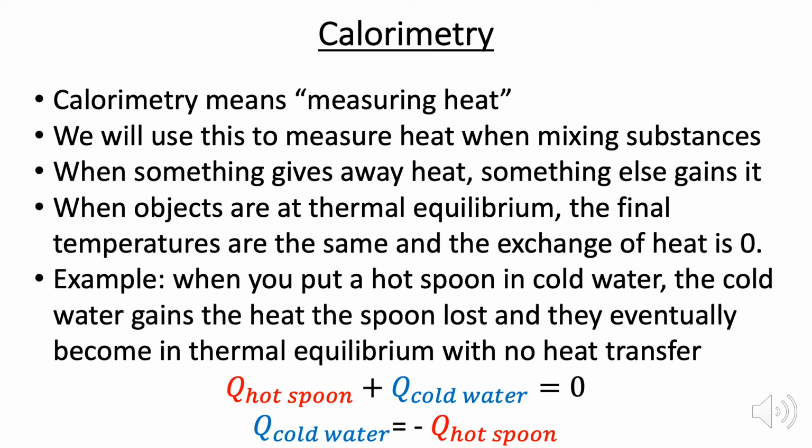So for calorimetry, all you have to do is add up the different heats and they'll equal 0 for when they're in thermal equilibrium. So the heat of the hot spoon plus the heat of the cold water has to add up to 0 when they're in thermal equilibrium. Another way to look at this is that the heat of the cold water is equal to the heat loss of the hot spoon, which is why when I moved the hot spoon to the other side, it became negative. And remember, negative means you give up heat.